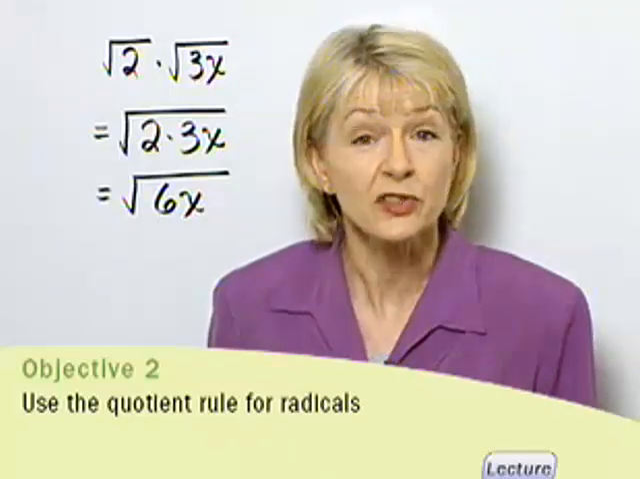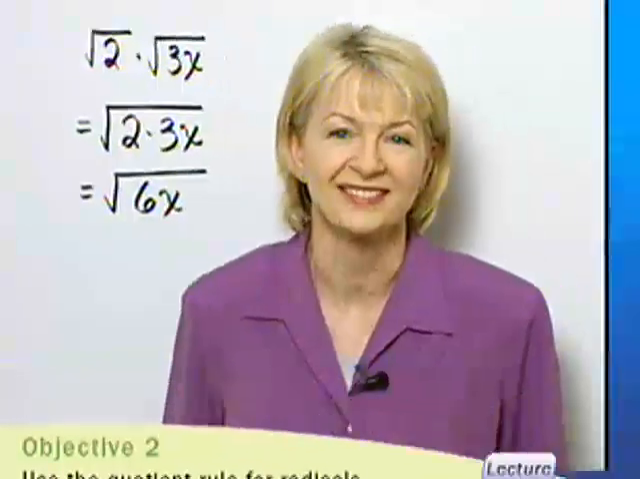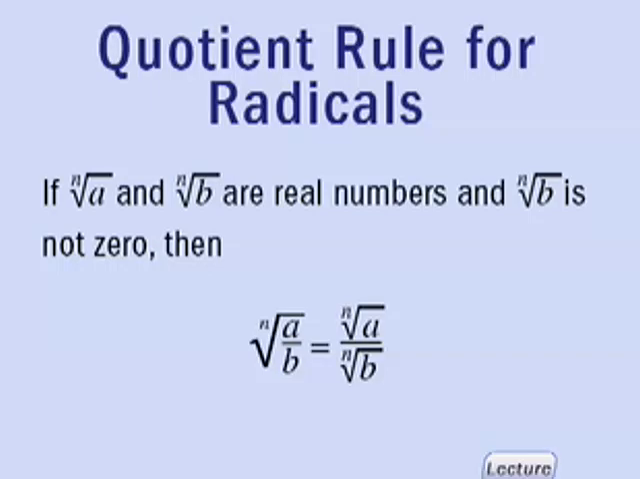Let's now review another tool we'll use, the quotient rule. This is the quotient rule for radicals. If the nth root of a and the nth root of b are real numbers and the nth root of b is not 0, then the nth root of the quotient, a over b, is equal to the nth root of a over the nth root of b. Now, if you notice, we will use that quotient rule, reading it from left to right and from right to left. You'll see as we use the quotient rule both ways.